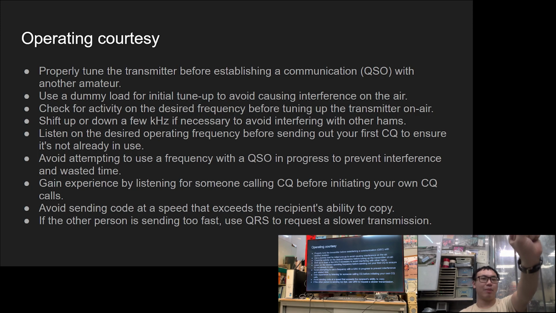This is a large dummy load, but in reality we can have a smaller one, which is like an apple size or fist size, okay? Replacing your antenna for testing. Shifting or lowering the frequency, I guess it depends. It really depends. Okay, but you have to always listen to the radio before you try to connect to others.